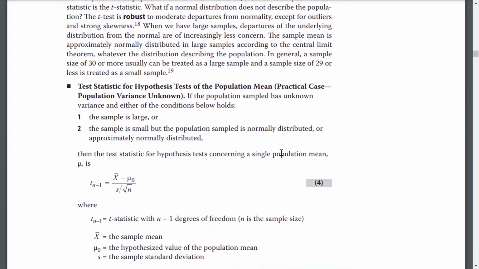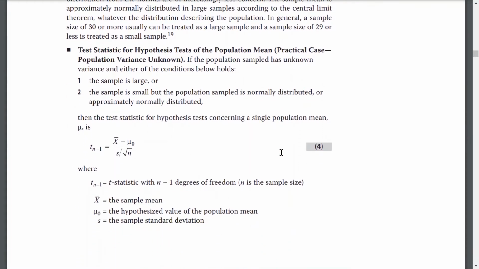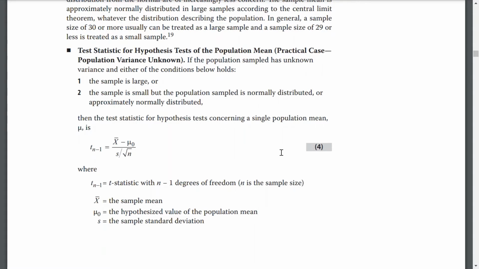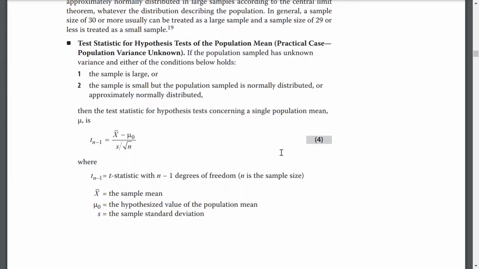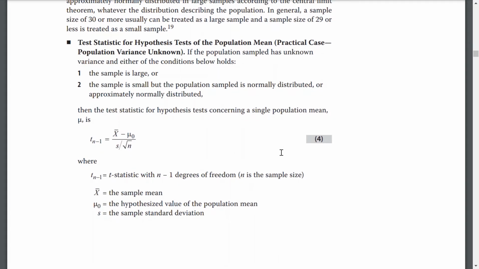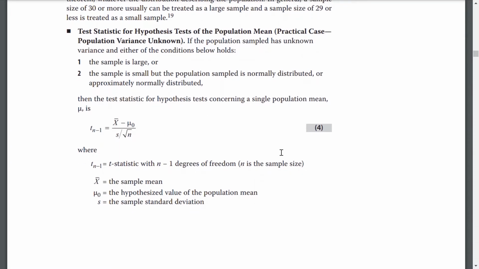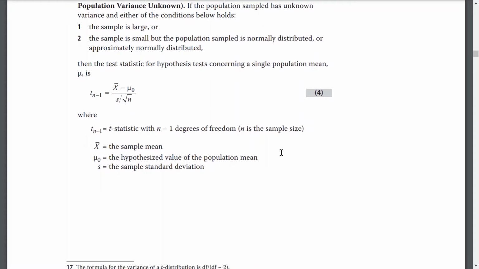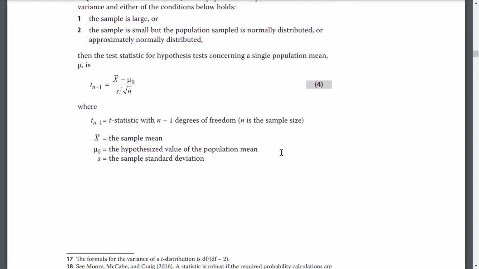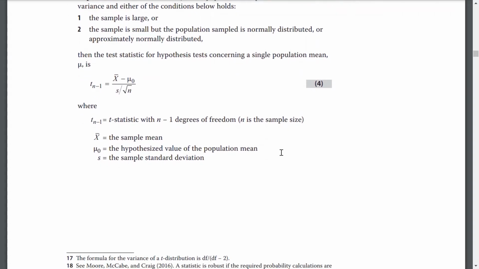Test statistic for hypothesis tests of the population mean: the practical case, population variance unknown. If a population sample has unknown variance and either of the conditions below holds, the sample is large, or the sample is small but the population is normally distributed or approximately normally distributed, then the test statistic for a hypothesis test concerning a single population mean, mu, is equal to this formula, where these are what the variables mean.